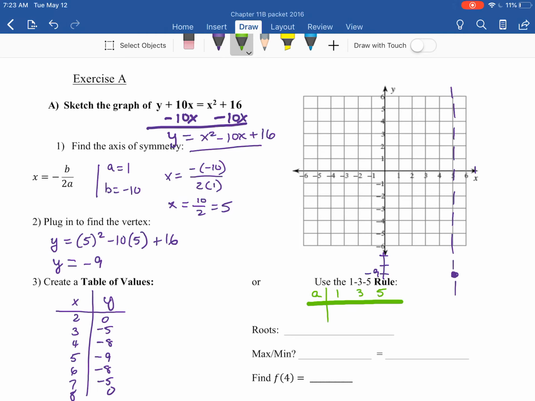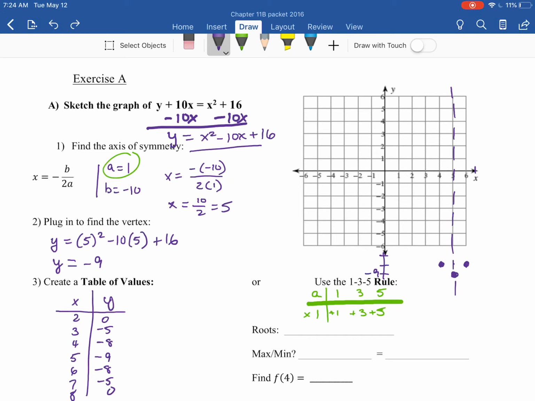Now, what is A in this case? A was 1. We got that back from there. So it's just going to be times 1, or 1, 3, 5, which means I'm going to go up 1 over 1, up 3 over 1, up 5 over 1. Okay, from the vertex, I'm going to go up 1 point over 1 point. That's going to give me my 6, negative 8. And then to the left, up 1 over 1 to the left, and that's going to give me my 4, negative 8.